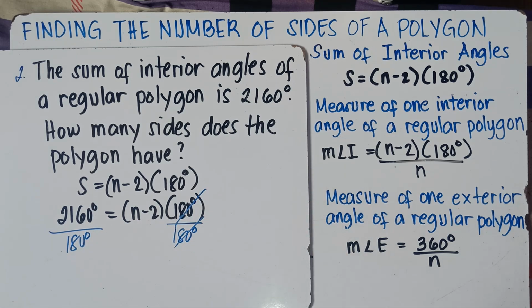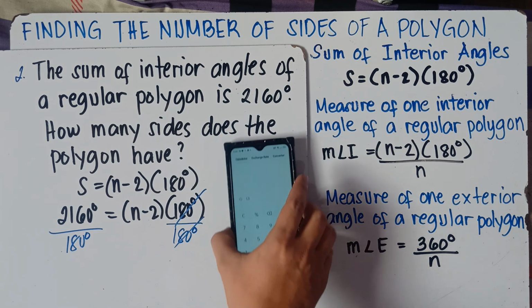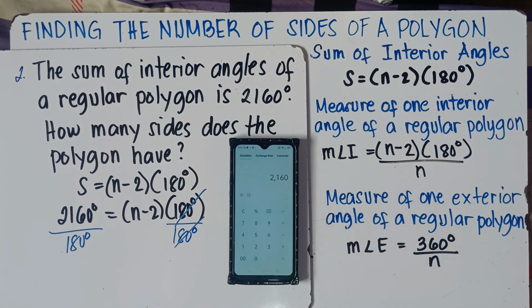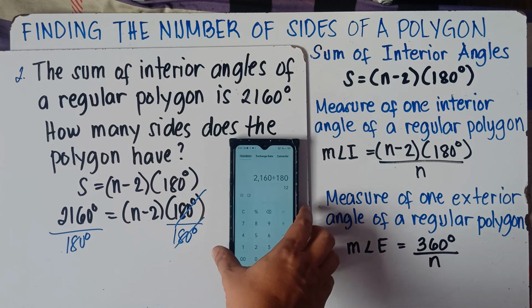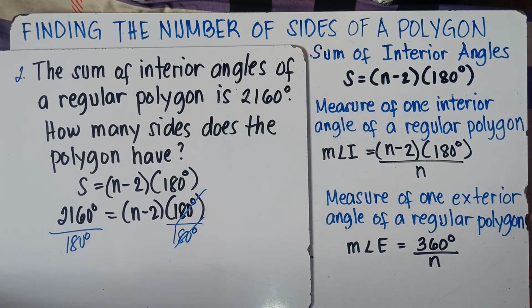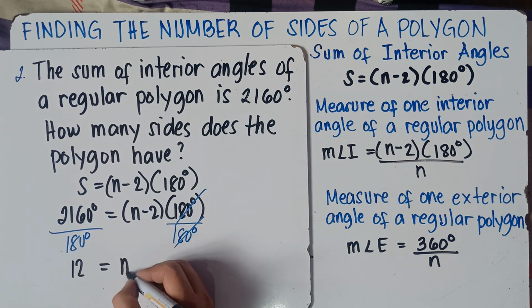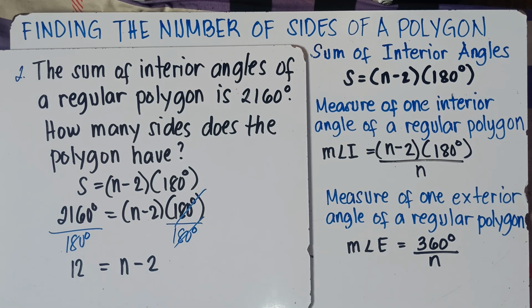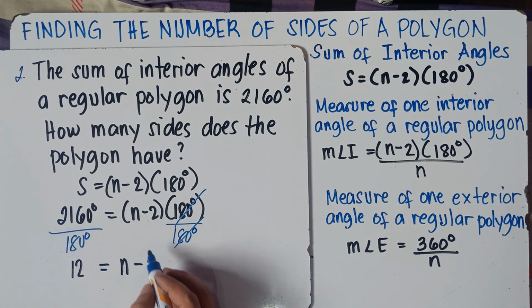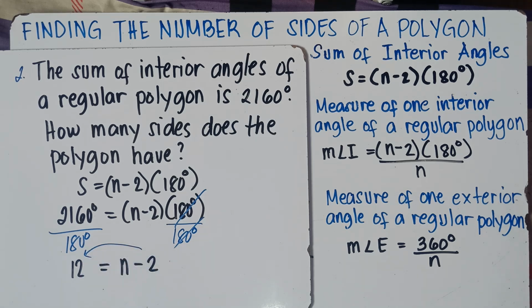So simply use your calculator, class: 2160 divided by 180, we get 12. So 2160 divided by 180, the answer is 12. So this will be 12 equals n minus 2. To get the value of n, we transpose 2 from right to left. This is negative 2, and once we transfer it, it will be positive 2.